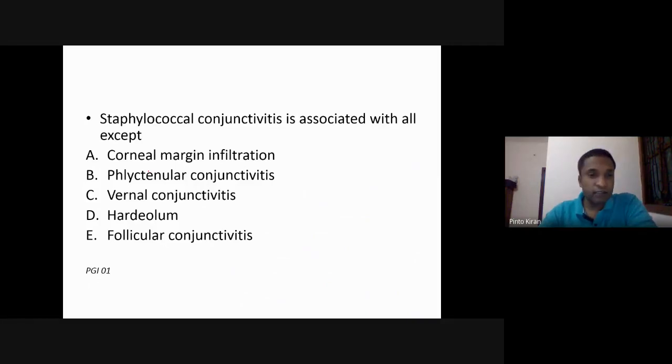Staphylococcal conjunctivitis. This question was asked in 2001 PGI Chandigarh. Staphylococcal conjunctivitis is associated with all except: the options are corneal margin infiltration, phlyctenular conjunctivitis, vernal conjunctivitis, hordeolum, follicular conjunctivitis. Who will answer? Again, the answer is very simple, but you should know what these conditions are. Now your concern is, I don't know these conditions, but how should I choose the answer? So the staphylococcal infection will cause a blepharitis.